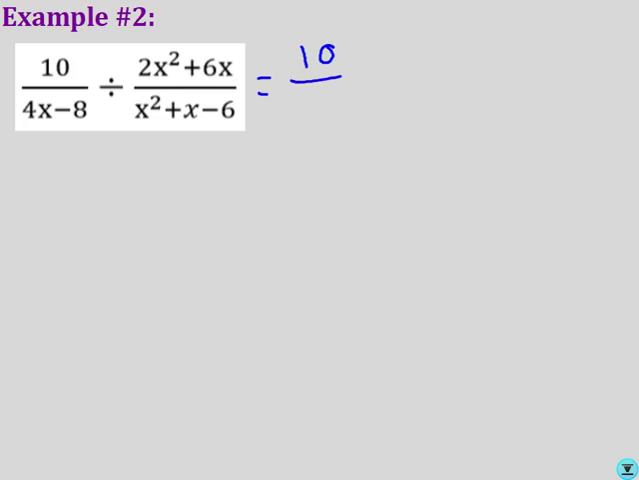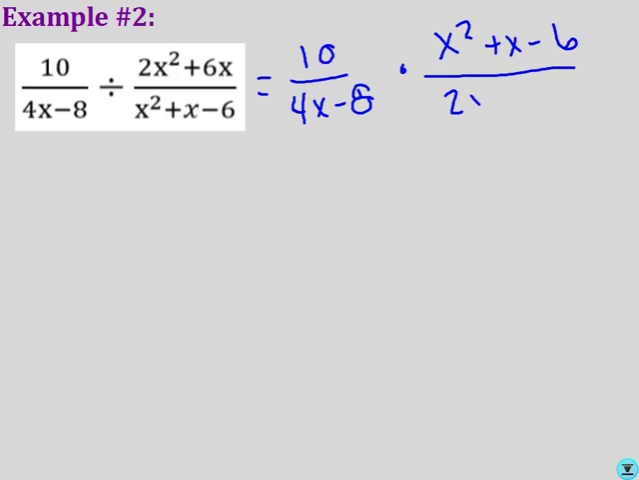So 10 over 4x minus 8. It's a weird looking 8. X squared plus x minus 6 over 2x squared plus 6x. Now the next thing that we want to do is label everything so that we can factor it.